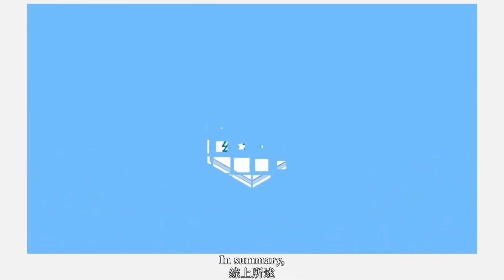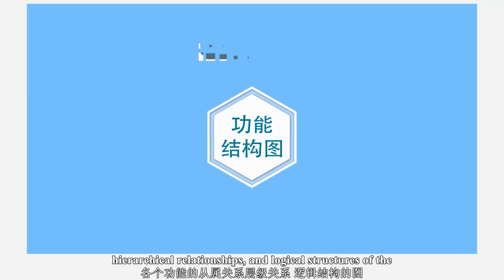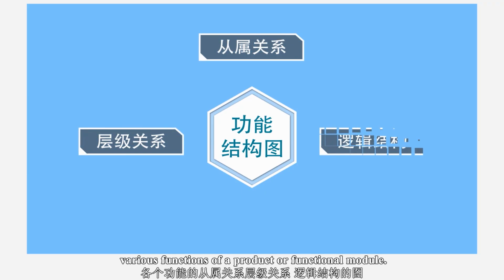In summary, a functional structure diagram is a diagram used to describe the subordinate relationships, hierarchical relationships, and logical structures of the various functions of a product or functional module.